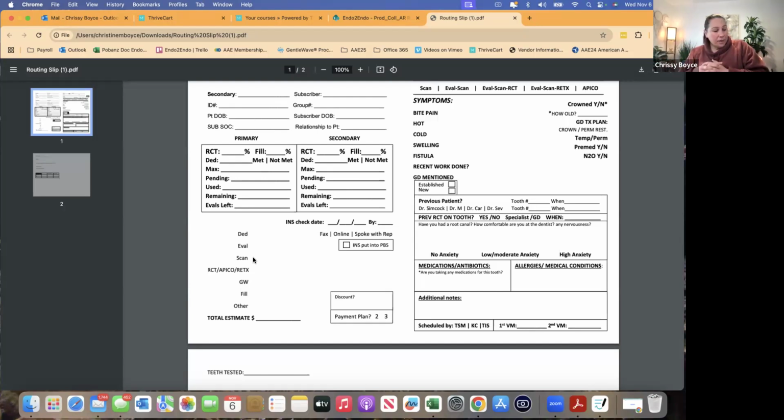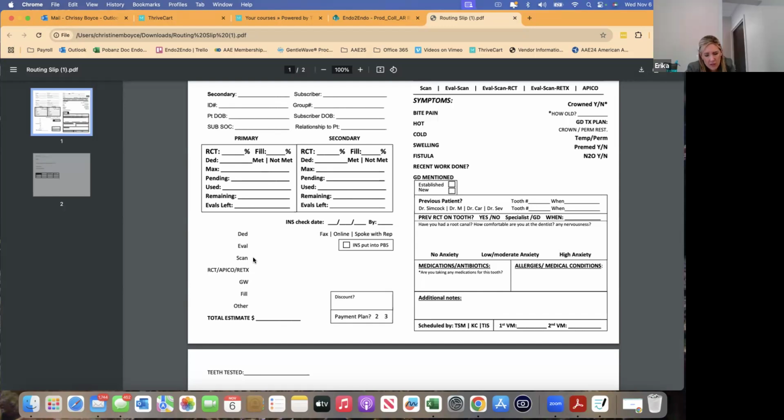And I want to verify, let me write down these things that I need to verify. Does that mean they're not in network with anybody? No, it's in network and out of network.